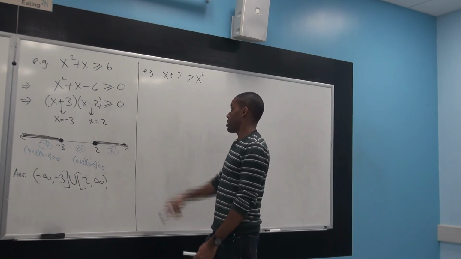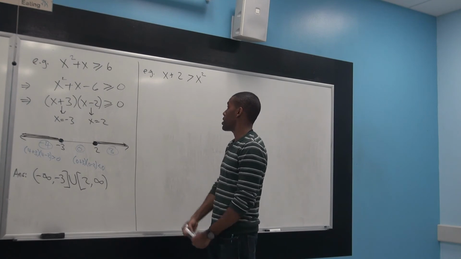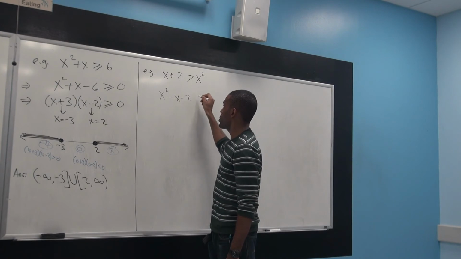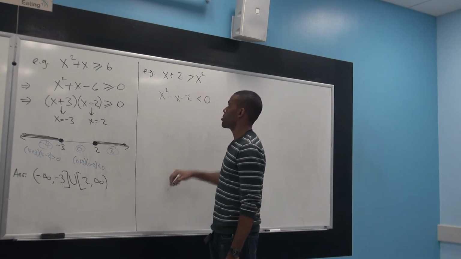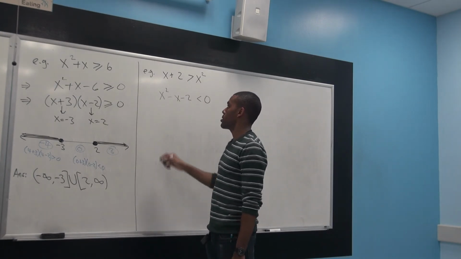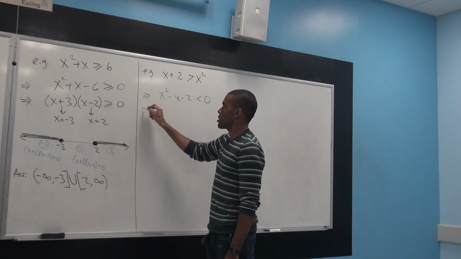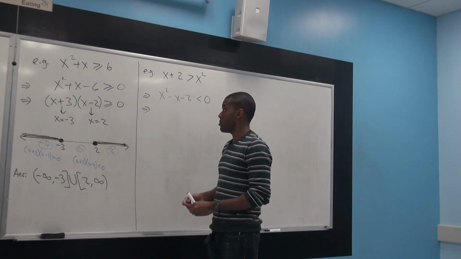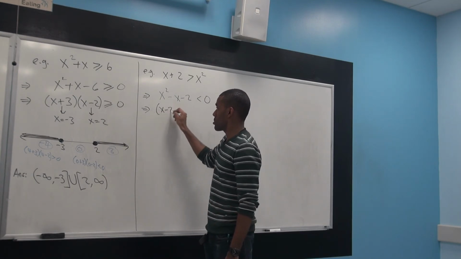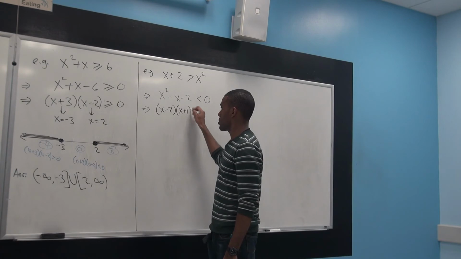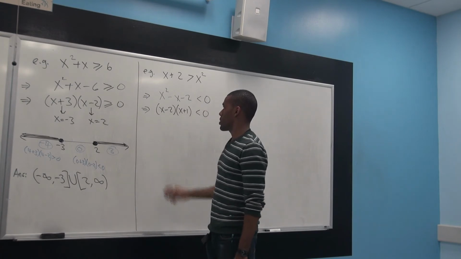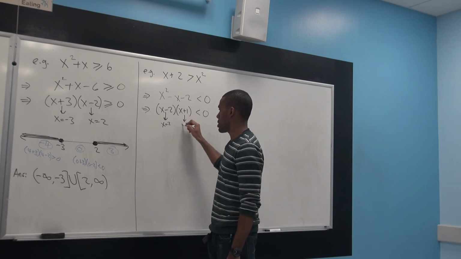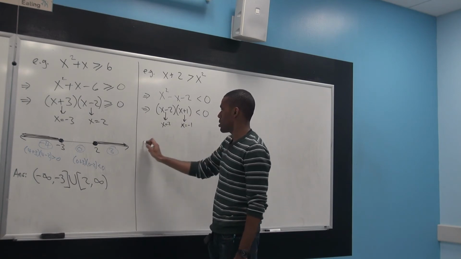It's a quadratic, so you're going to do the same thing. You bring everything to one side. x squared minus x minus 2 would be less than 2. I bring these to that side. What do we do now? Factor: (x - 2) times (x + 1). So from this I would get x equals 2, and from this I would get x equals minus 1.